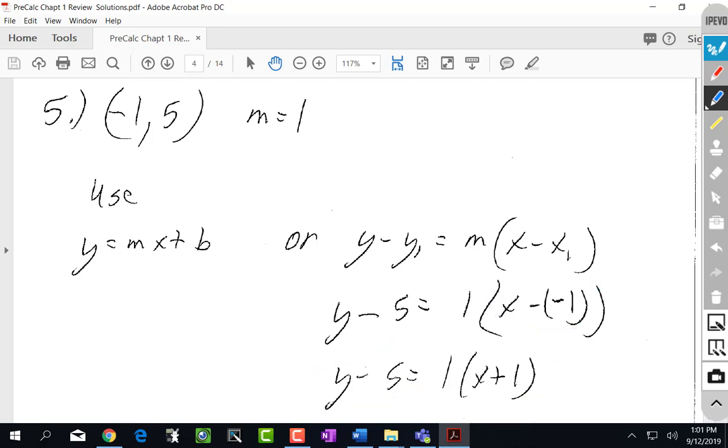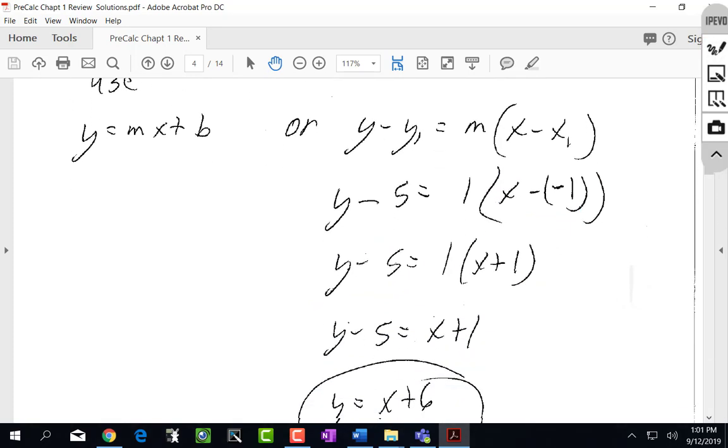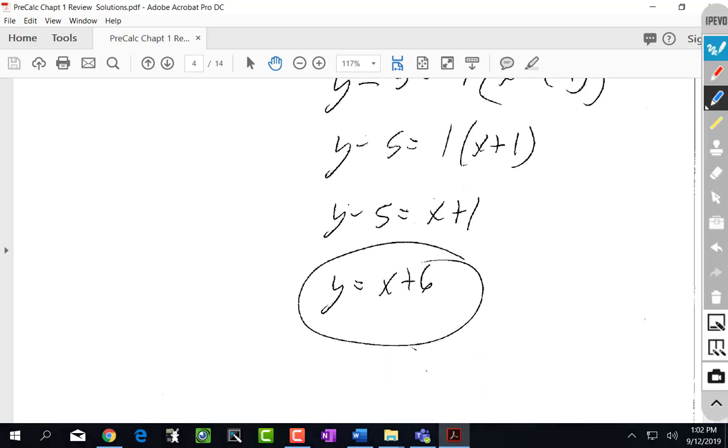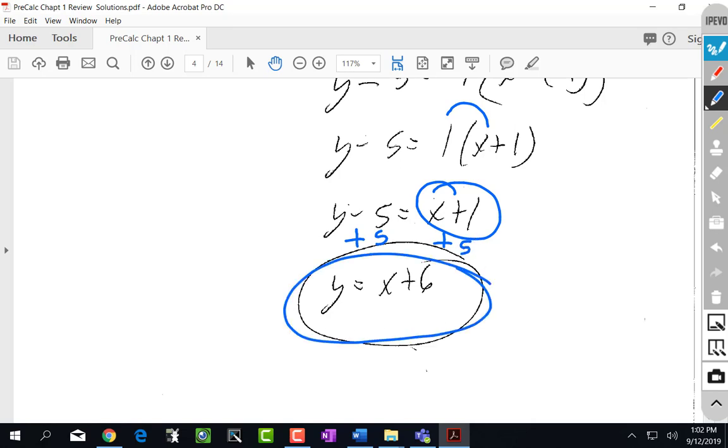I'm going to go ahead and distribute my 1 on through. So distributing my 1 on through, I get y minus 5 equals x plus 1. Now I just need to add 5 to both sides. And I get my answer of y equals x plus 6.